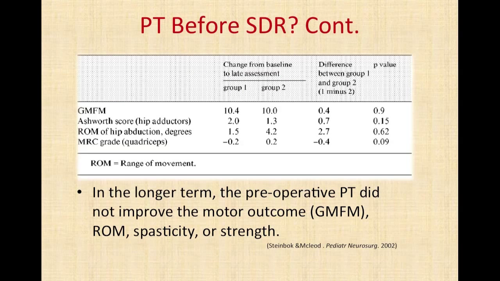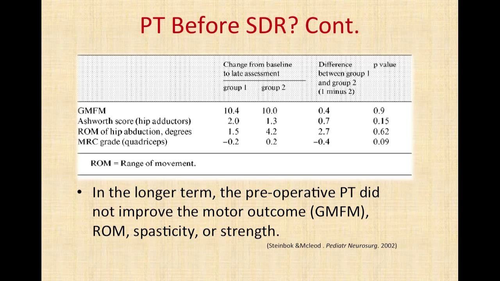Here in the table, you see the changes from the baseline to the late assessment or the follow-up for both groups in GMFM scores, in modified Ashworth scores, and range of motion, which was assessed with a goniometer, and the strength, which was assessed by the Medical Research Council grading system.